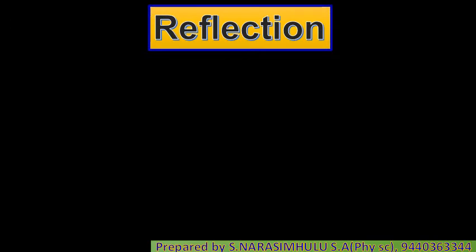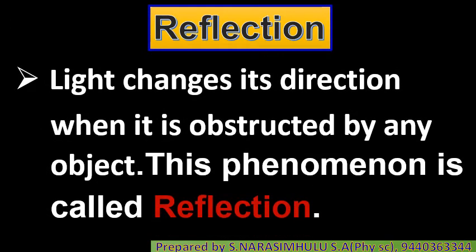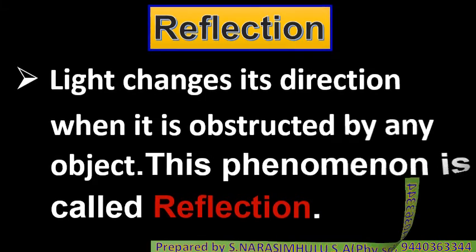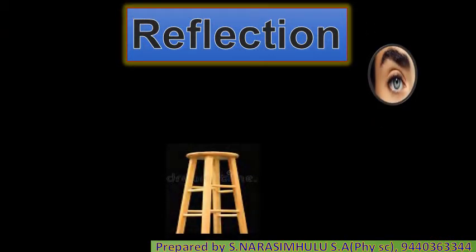Reflection. Light changes its direction when it is obstructed by any object. This phenomenon is called reflection. Children, see the animated picture of reflection.